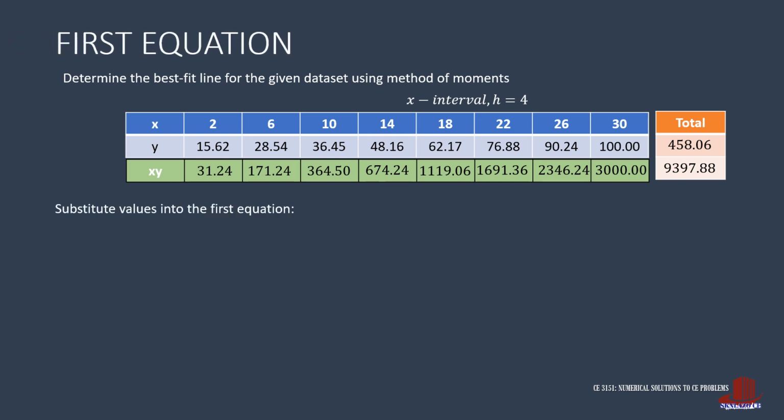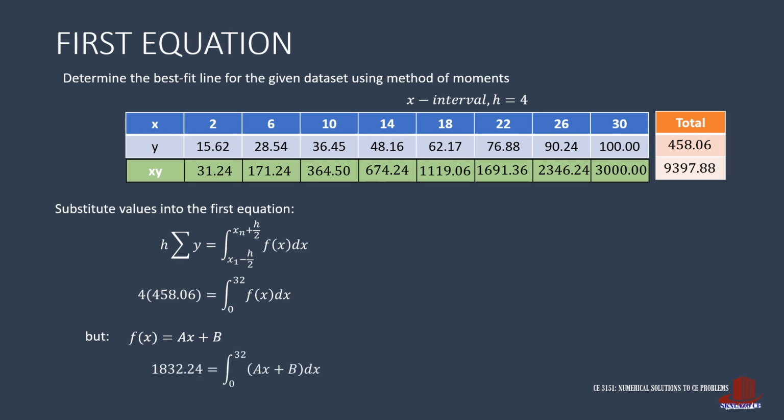Next is to place all known values into the moments. From the first moment, place h of 4 and summation of y as 458.06. The theoretical moment also would have a lower limit of 0 and upper limit of 32. Let's then delve further with the right side of the function. With curve fitting, it has been introduced that the function of x is actually ax plus b. Thus, the moment turns as 1832.24 as equal to the integral of ax plus b.